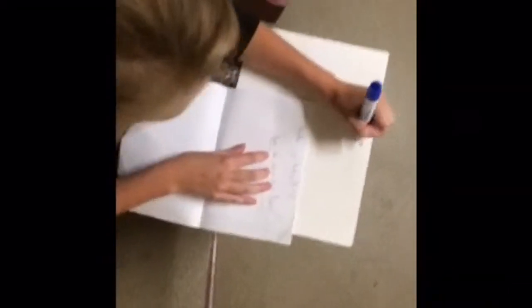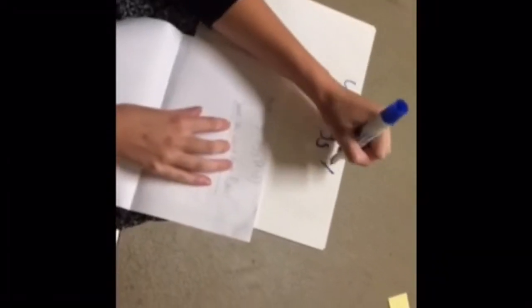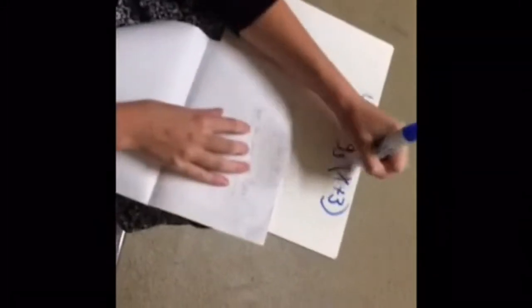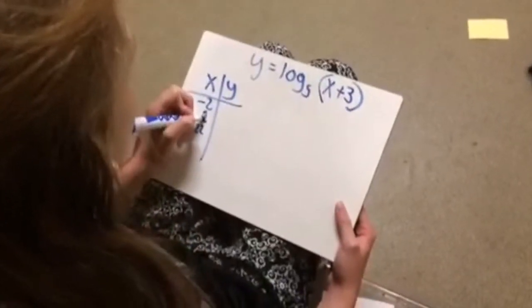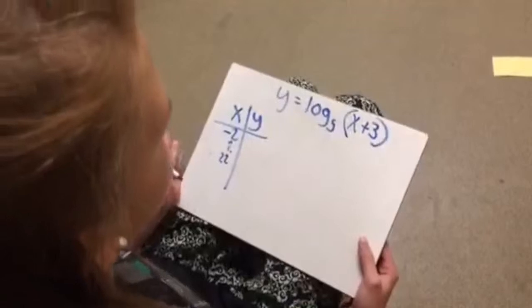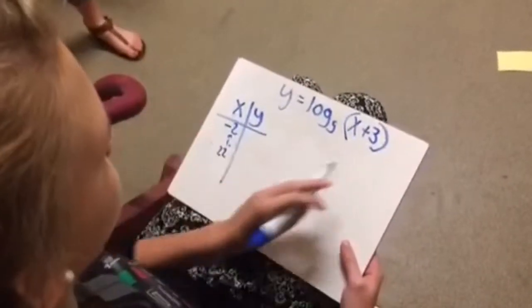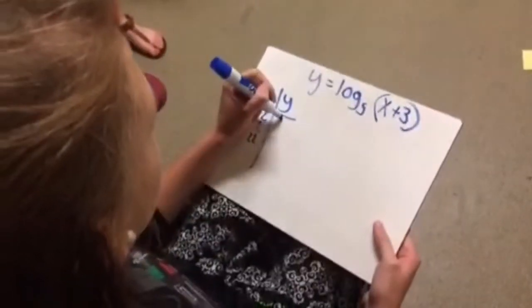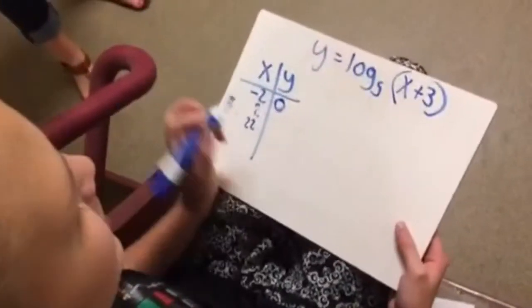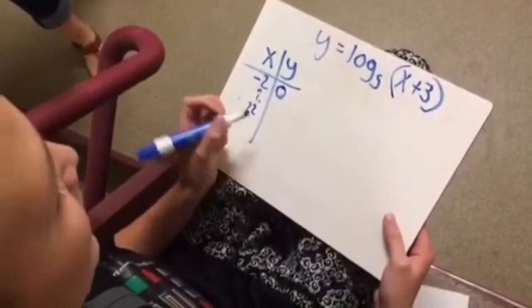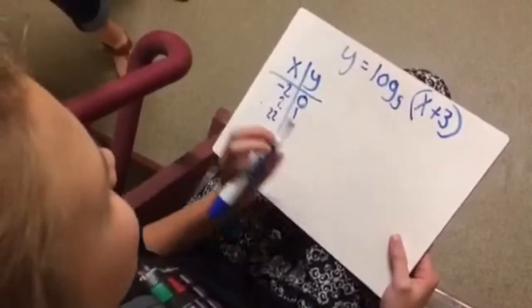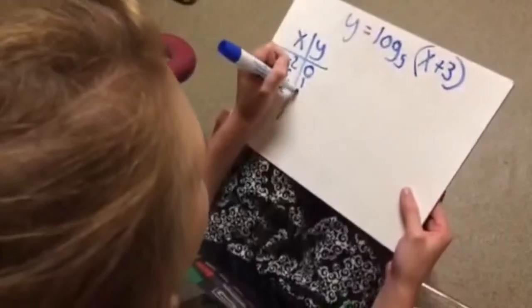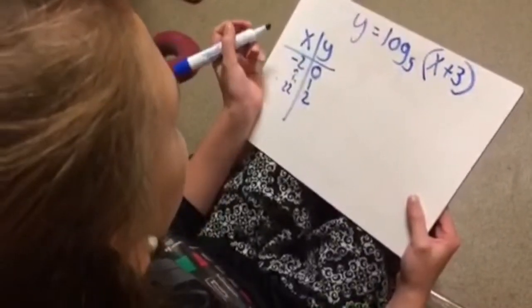y equals log base 5 of x plus 3. I'll make a table first. I can do -2, 2, and 22, just for example. Now, -2 plus 3 is 1. 5 to the 0 power equals 1. 2 plus 3 equals 5. 5 to the first power equals 5. 22 plus 3 equals 25. 5 to the second power equals 25.